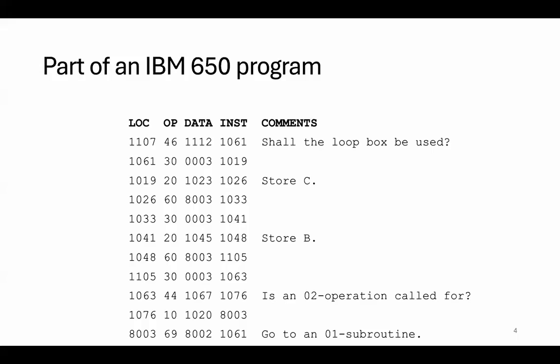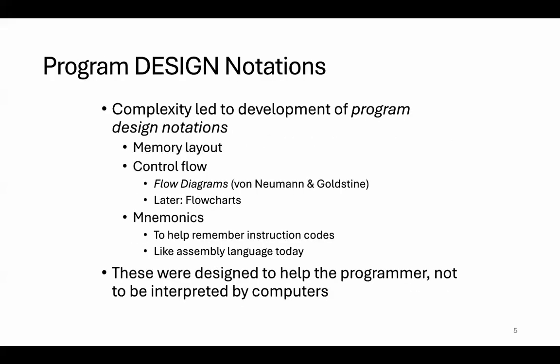And to put things into perspective, this is part of an IBM 650 program. If you go to the first line here, you specify the location of that instruction, the operation, the data, and then the location of the next instruction afterwards. And everything is written down in numbers and in machine language. So as you can see, it's really not that easy to write down things and keep track of how the program would run.